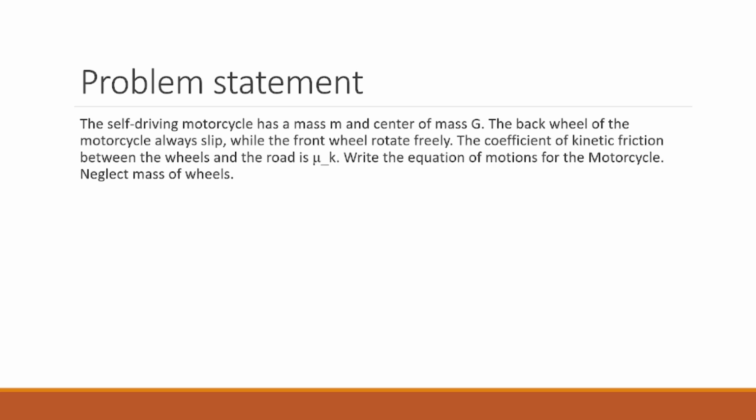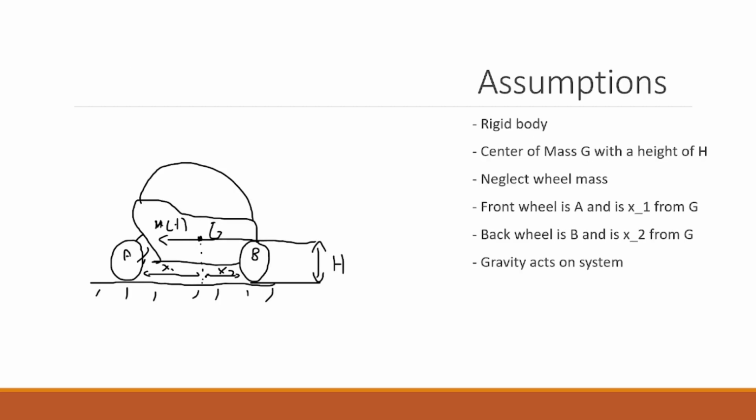The self-driving motorcycle has a mass m and center of mass G. The back wheel of the motorcycle always slips, while the front wheel rotates freely. The coefficient of kinetic friction between the wheels and the road is mu. Write the equations of motion for the motorcycle. Neglect the mass of the wheels. With that, we can get right into the assumptions.